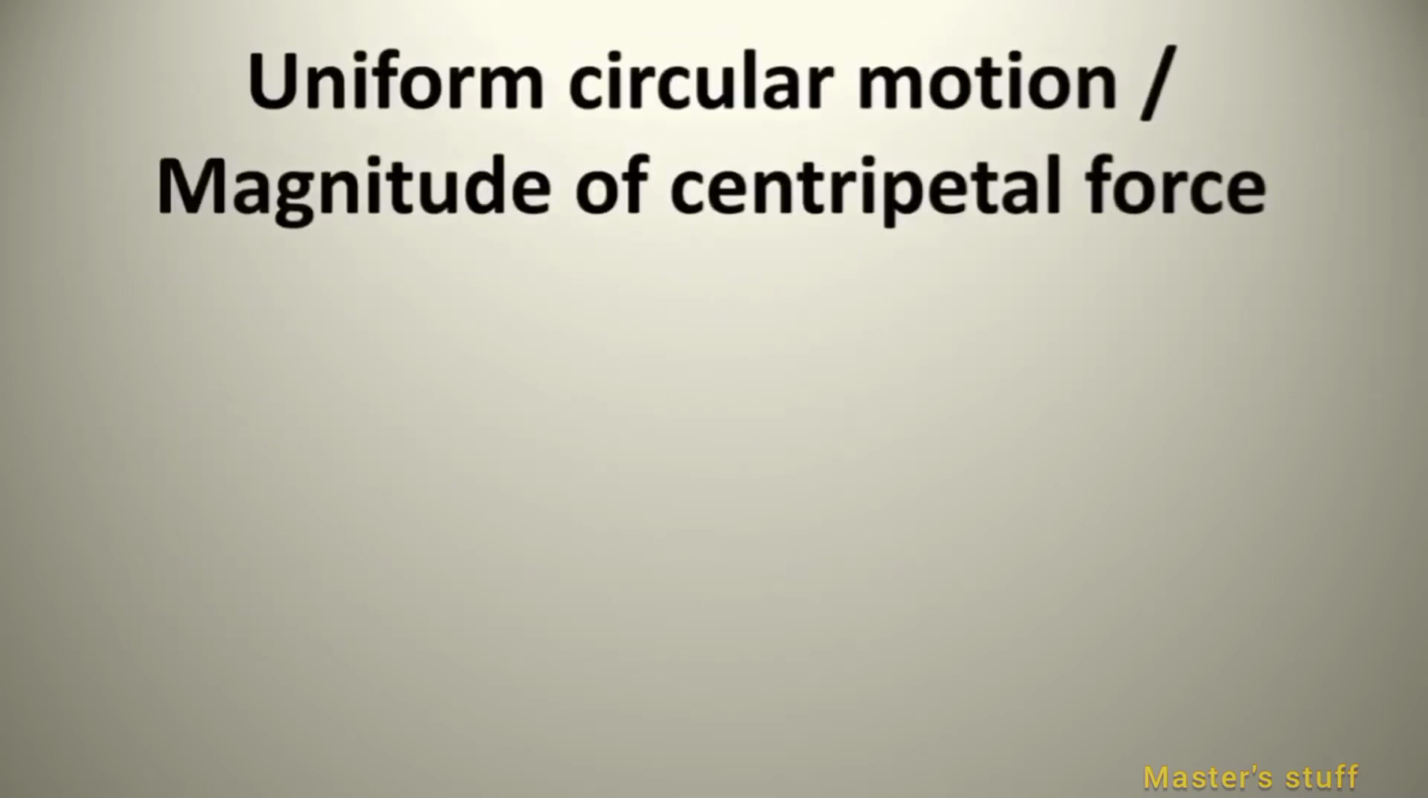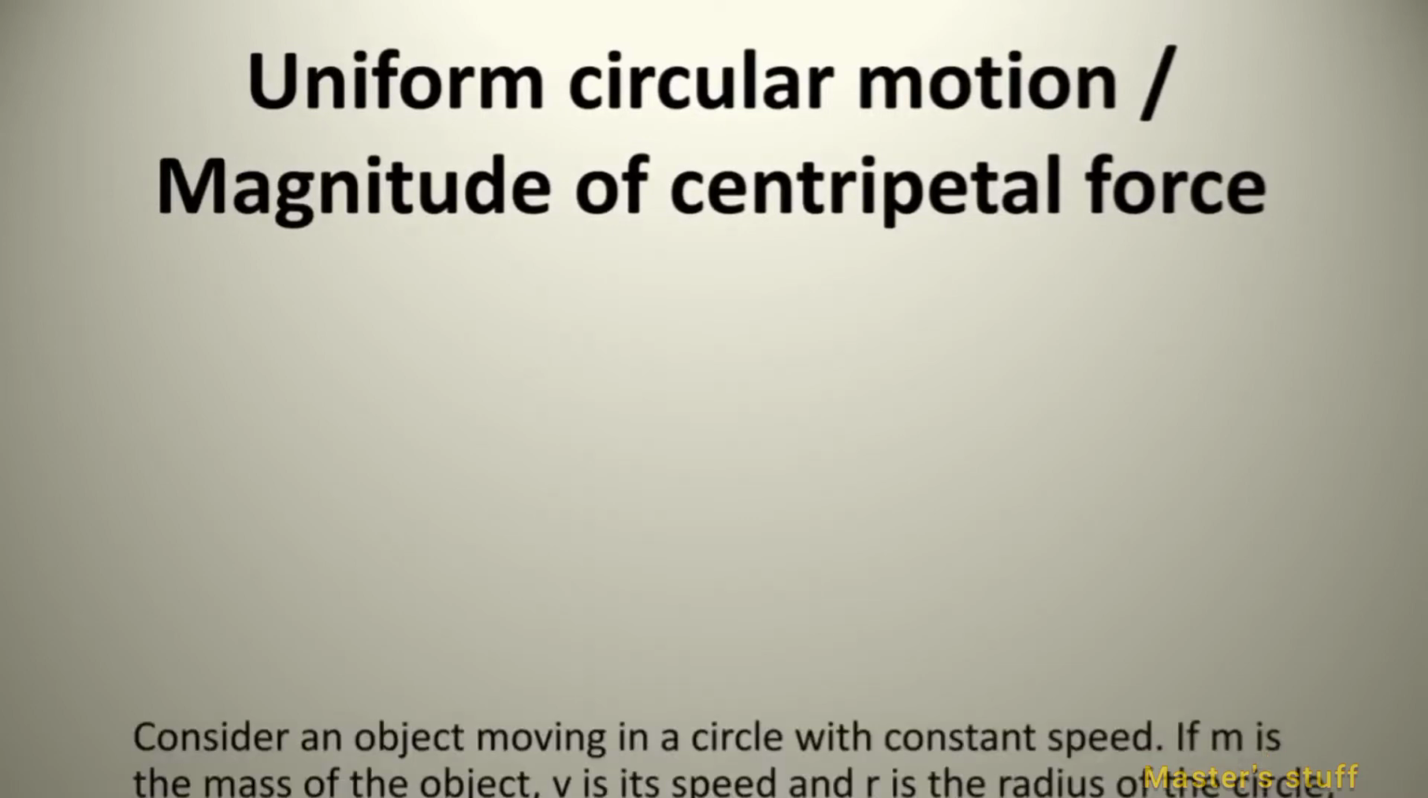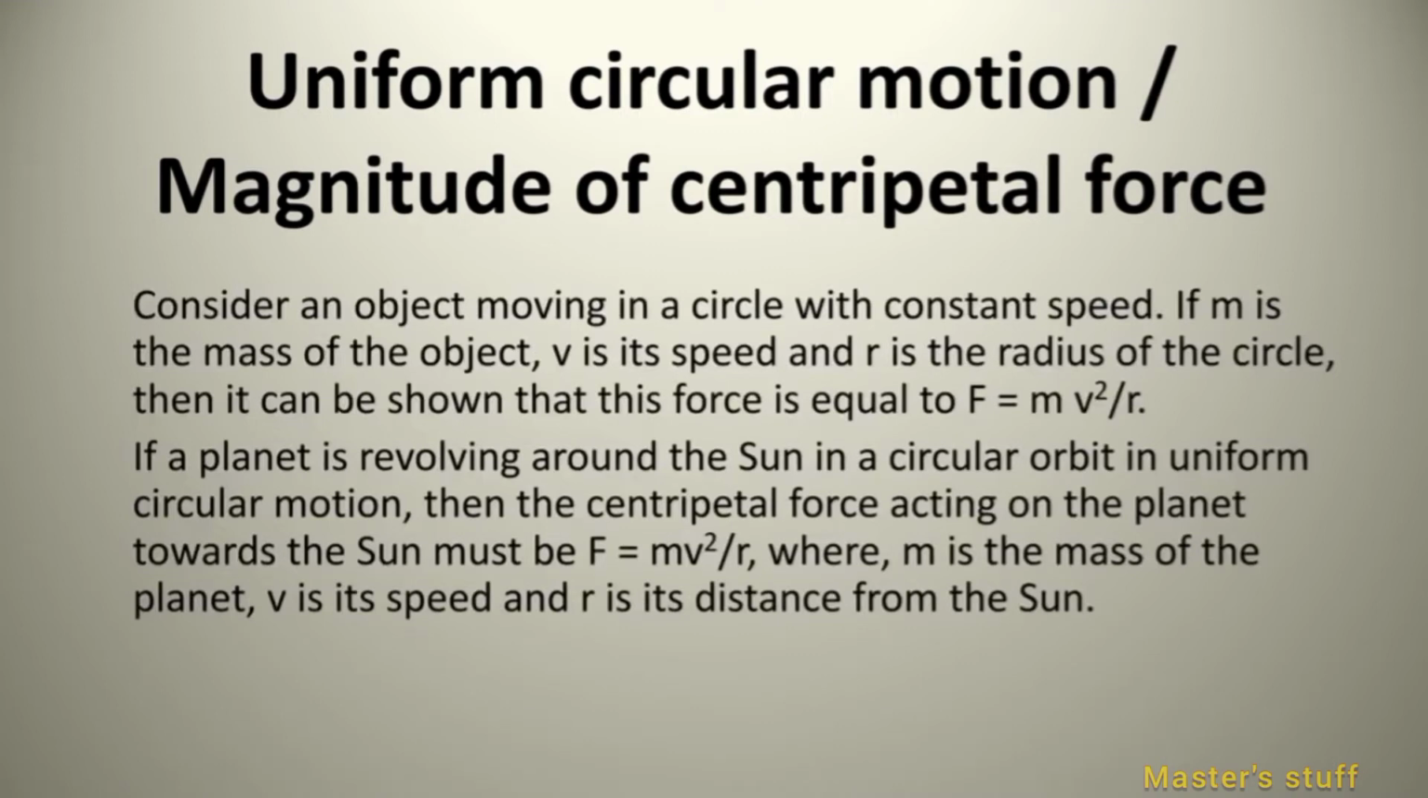Uniform circular motion or magnitude of centripetal force. Now consider an object is moving in circle with constant speed. If m is the mass of the object and v is its speed and r is the radius of circle, then it is shown that the force is equal to F is equal to mv square upon r.